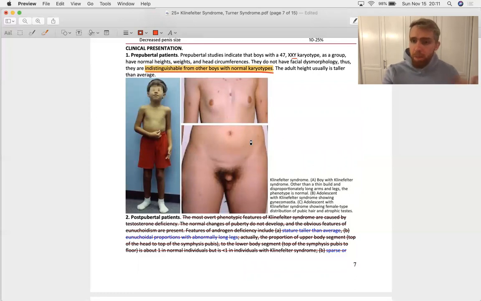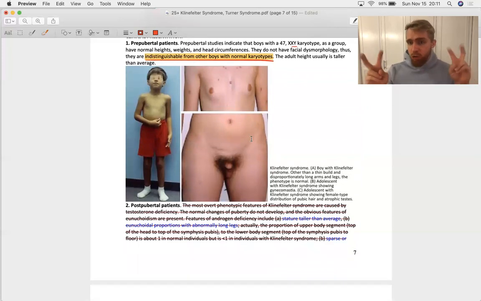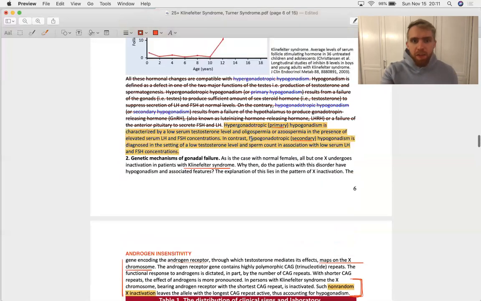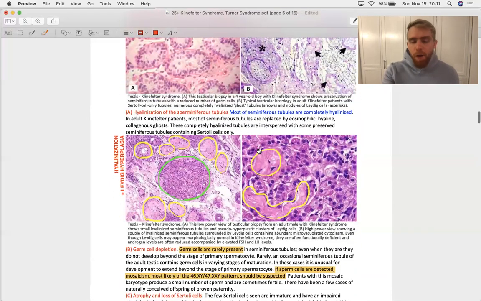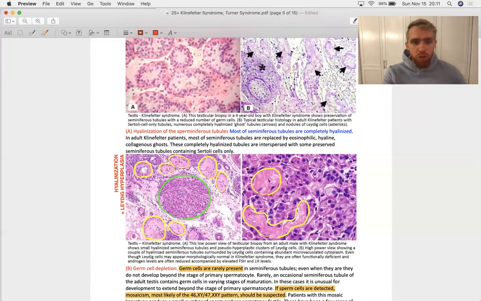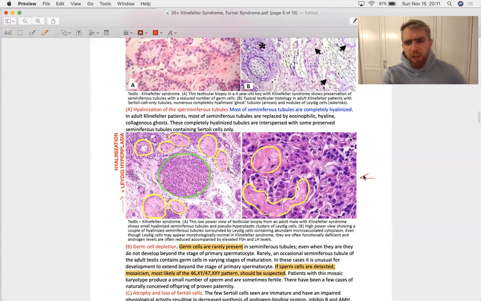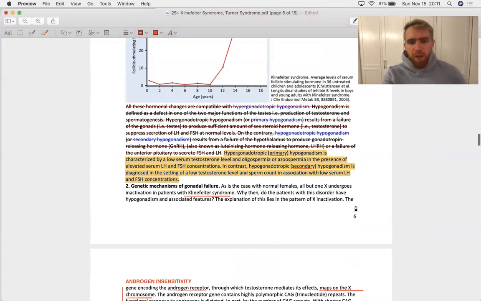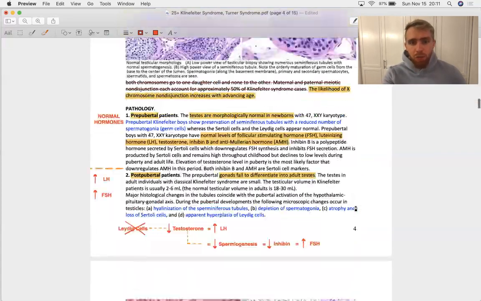Now, when you hit puberty, because of this androgen insensitivity, you've got a hypogonadism. And it's so severe that even the cells of the seminiferous tubules fail to develop properly. And so you get hyalinization of the seminiferous tubules. There are just no sperm in them. There's a very low germ cell concentration once you hit puberty. And then you also see this Leydig cell hyperplasia. So there's a characteristic histology to go with the characteristic body habitus of patients with Klinefelter's.